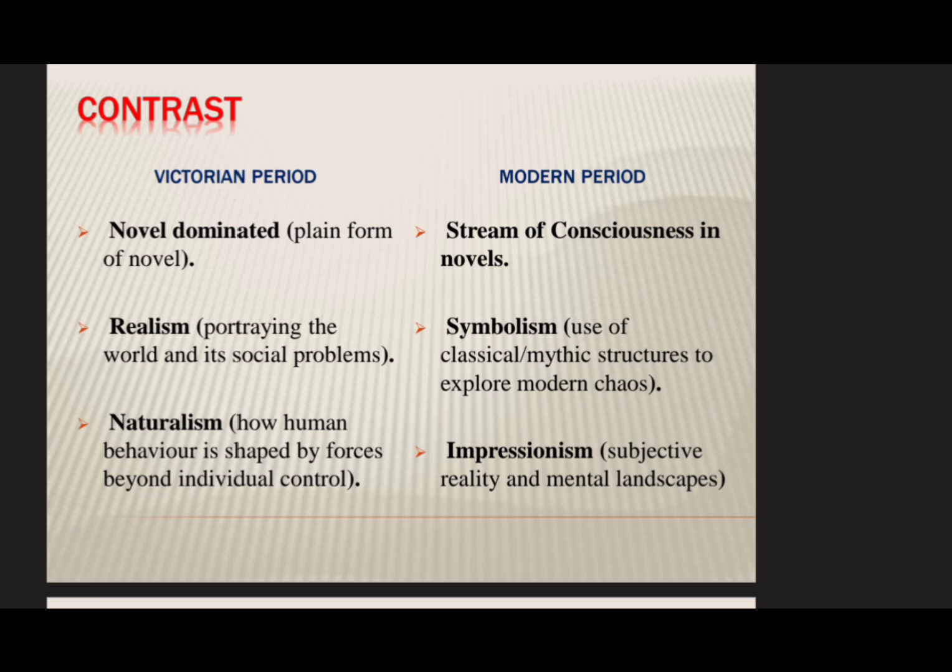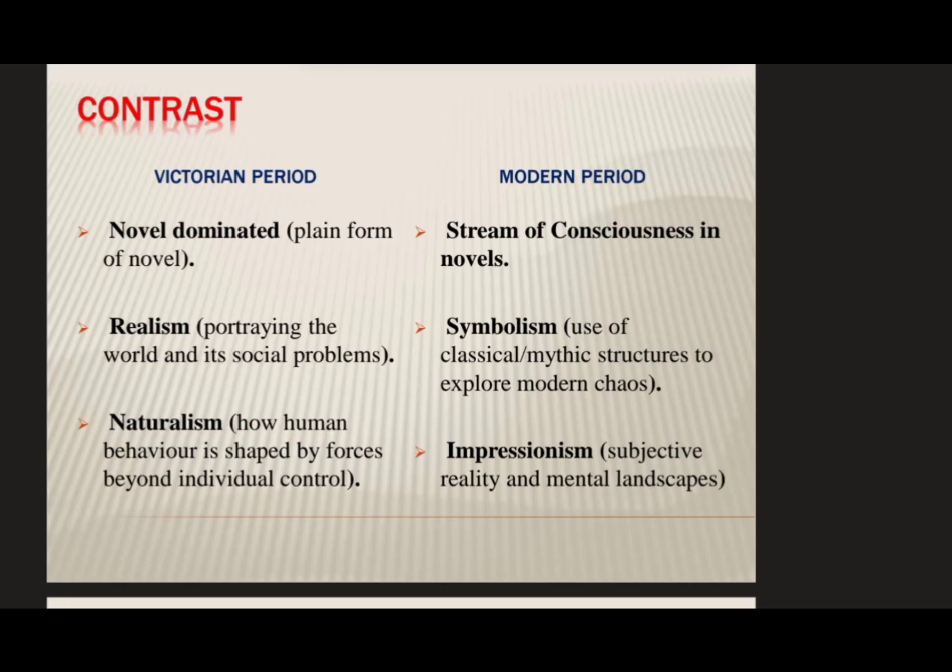Second, the Victorian period talked about realism, portraying the world and its social problems without escaping. But in the modern period, we see symbolism as a new technique of writing. Symbolism uses classical or mythic structures to explore modern chaos. The third is that the Victorian period used naturalism, that is, how human behavior is shaped by forces beyond individual control. But in the modern period, we see impressionism, that is, subjective reality and mental landscapes. So these were various contrasts between the Victorian period and the modern period.